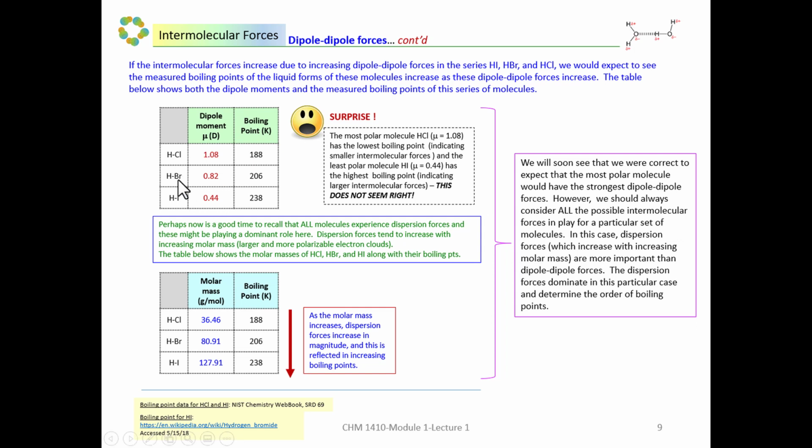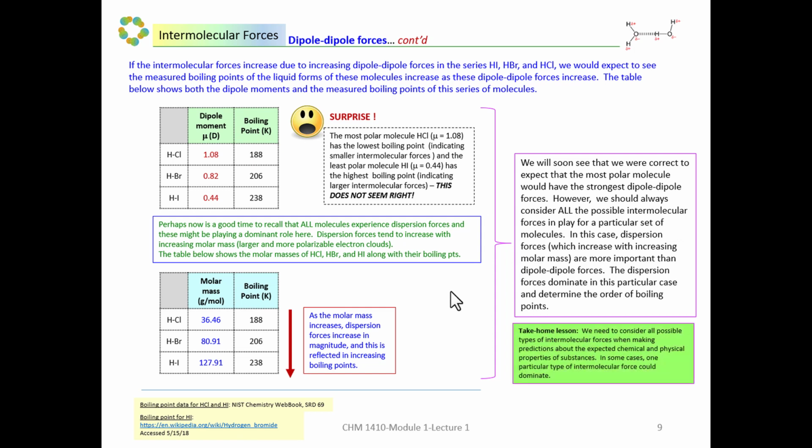HBr has weaker dipole-dipole forces but stronger dispersion forces. HI has the weakest dipole-dipole forces but the strongest dispersion forces, and in this case the dispersion forces rule, they dominate. We have to keep this in mind. So the take-home lesson here is that we need to consider all possible types of intermolecular forces when making predictions about the expected chemical and physical properties of substances.